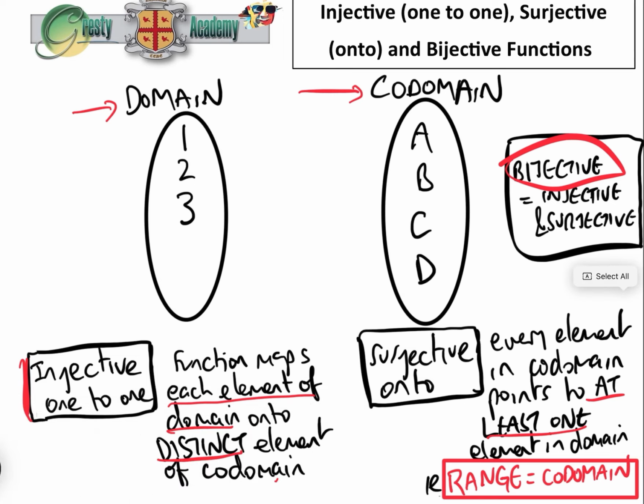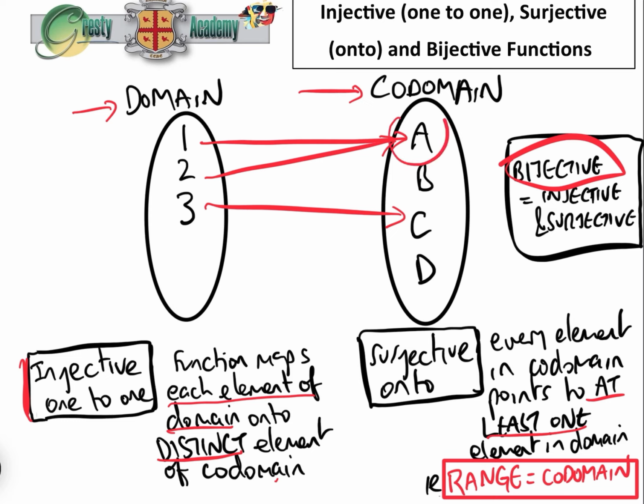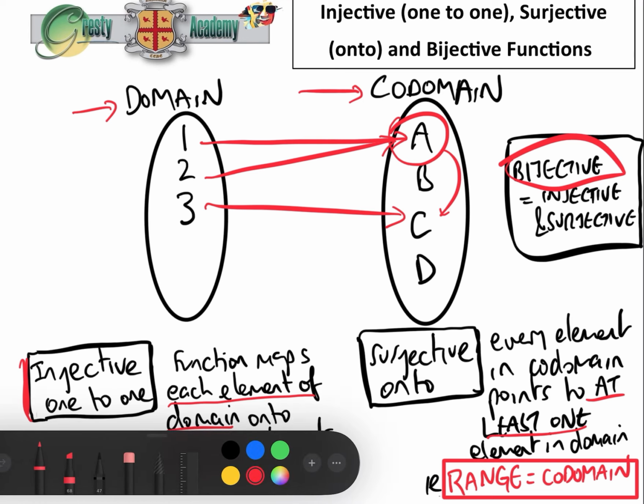Okay, so let's have a look at another example. Let's imagine we have this: 1 goes to A, 2 also goes to A, and 3 goes to C. This is not injective because each element of the domain does not map onto a distinct element of the codomain. 1 and 2 both map to A. Neither is it surjective because the range is A and C, and the codomain is A, B, C, and D. So it is neither injective nor surjective.